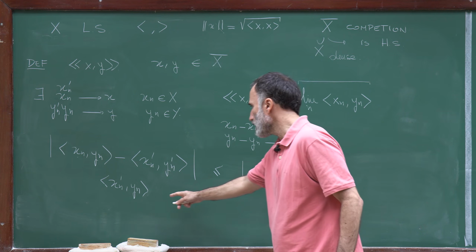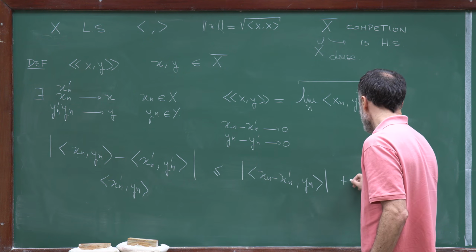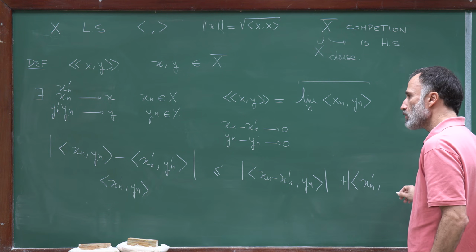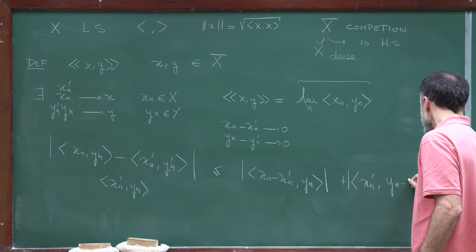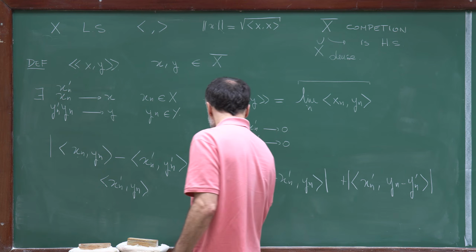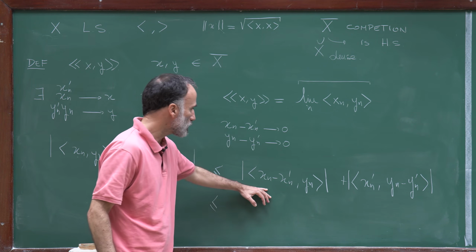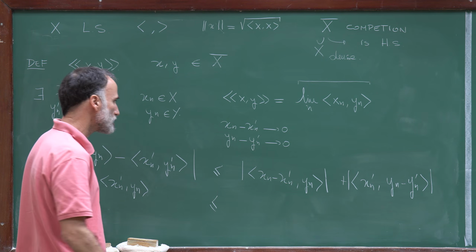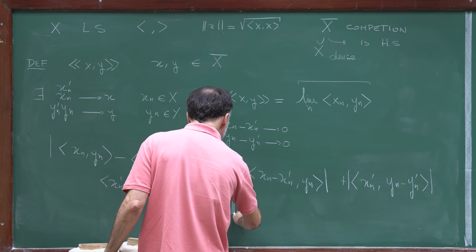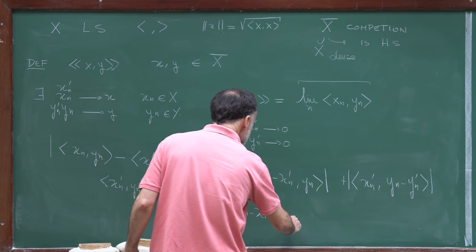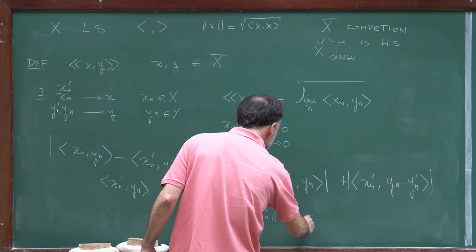And the second difference is bounded by ⟨xn', yn − yn'⟩ by the Schwarz inequality. So let me consider just the first term. The second is handled exactly in the same way. By the Schwarz inequality, this is bounded by the norm of xn − xn' times the norm of yn.